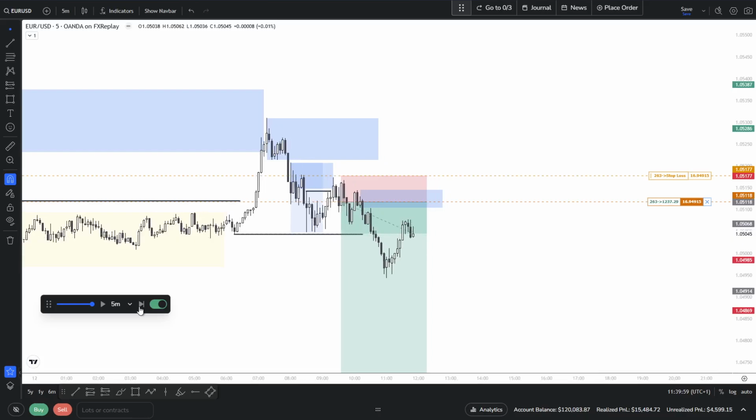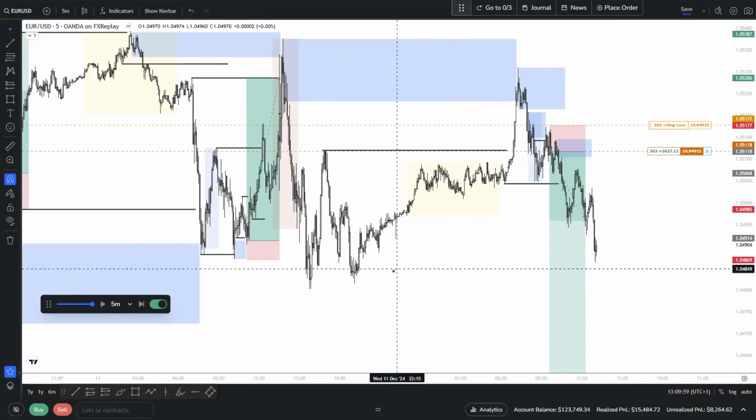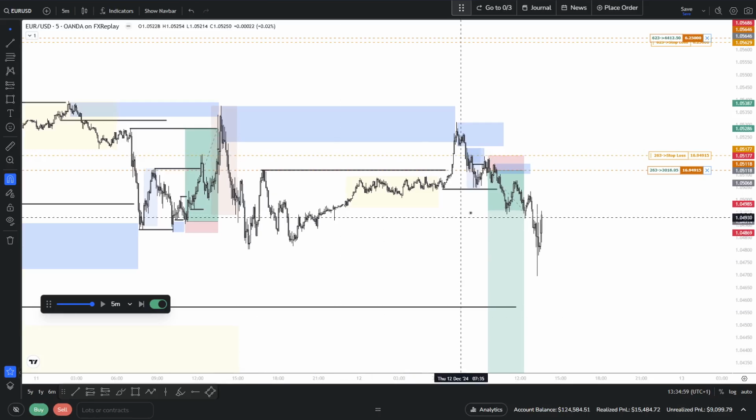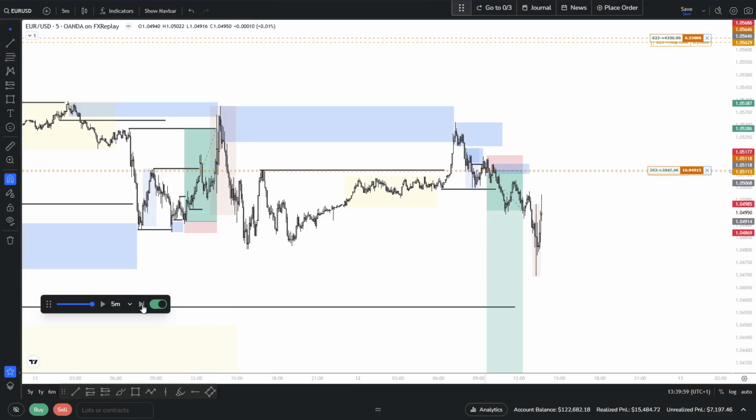There we go. Let's just play a bit more price. There we go. Perfect. Okay, news again. I just want to put my stop loss at break even.